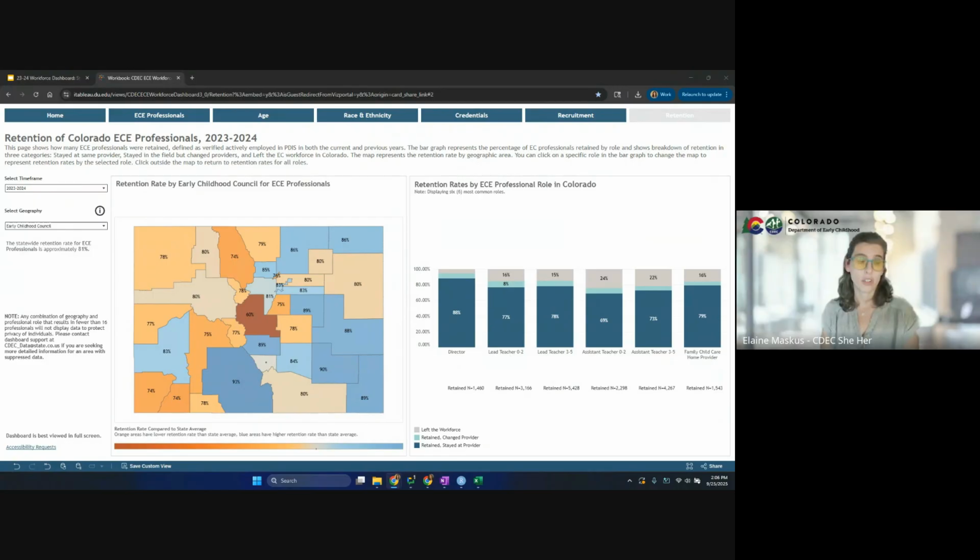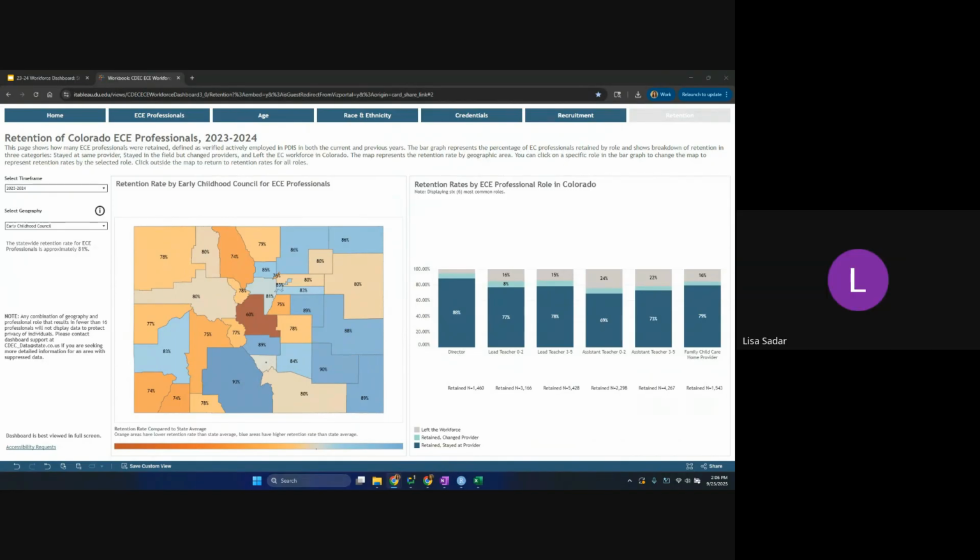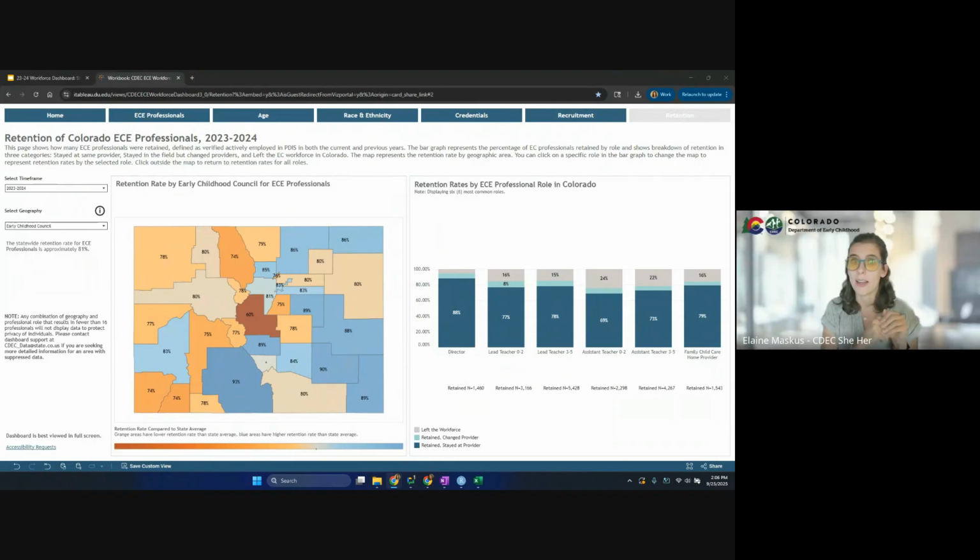Yeah, that's a great question. This also came up in our internal discussions, and I think we'd really benefit. This dashboard is all at the professional level, or individual person level. It would be really great to have a dashboard that shows data breakdowns at the program level.